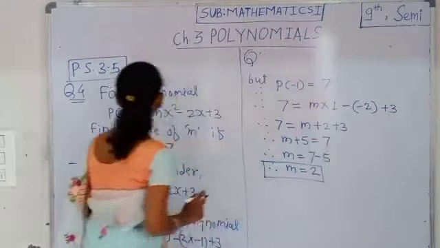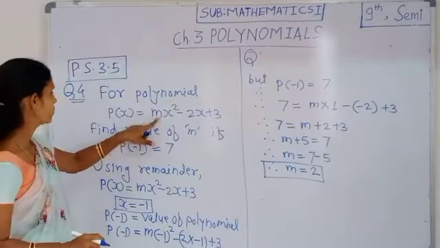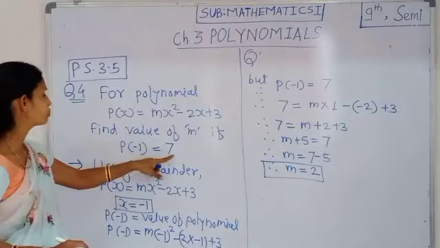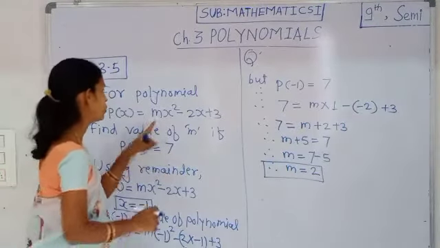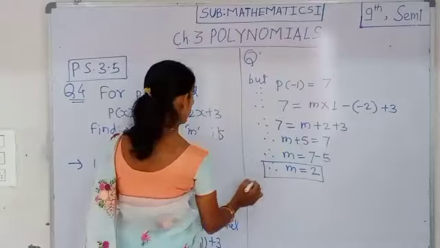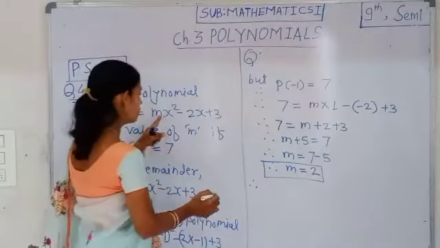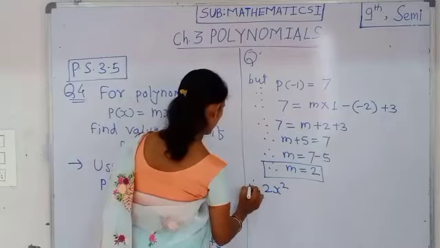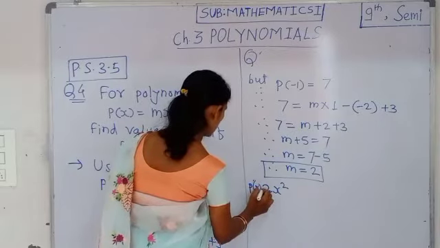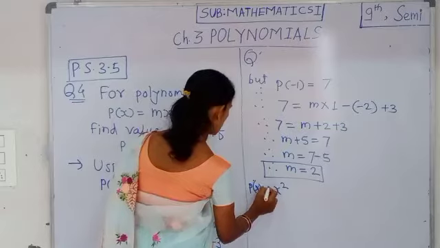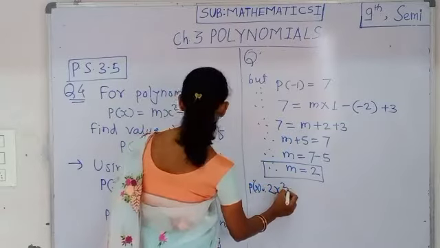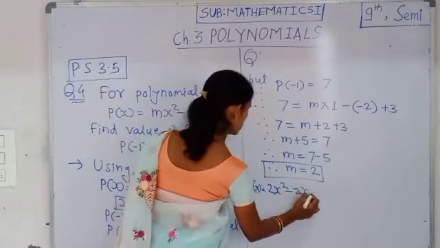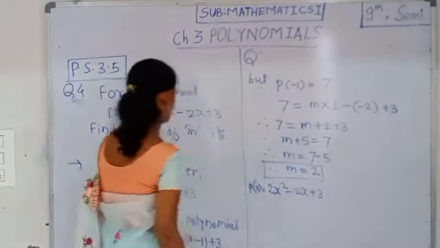Then here the value of m for p(-1) is equal to 7 for this polynomial is 2. Therefore here the polynomial becomes 2x square. P(x) is the polynomial here 2x square minus 2x plus 3.